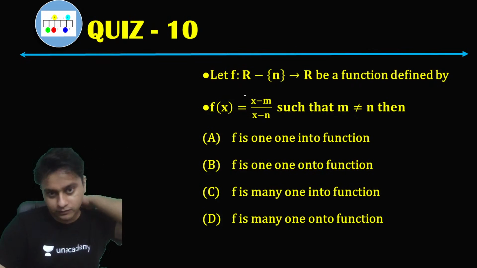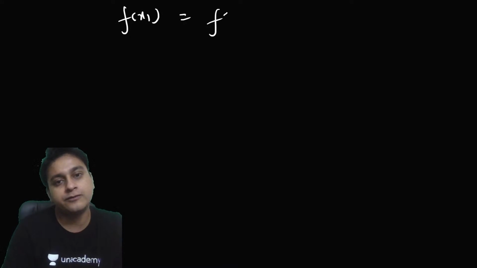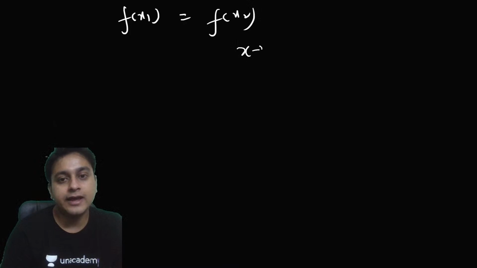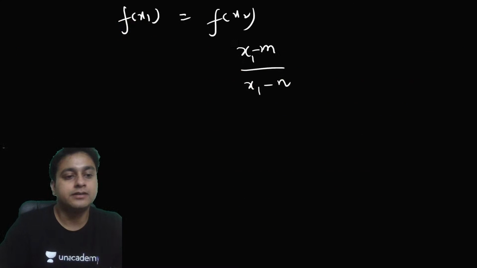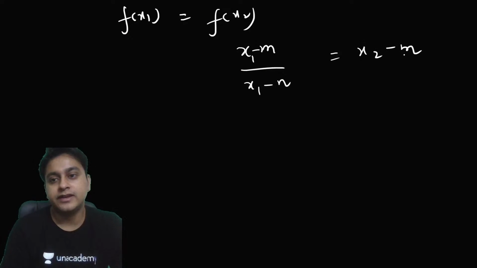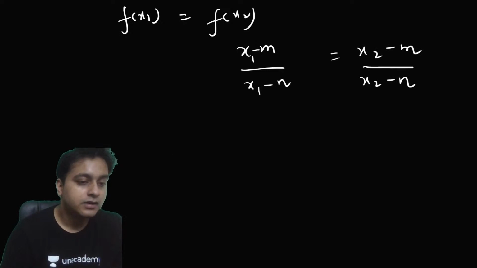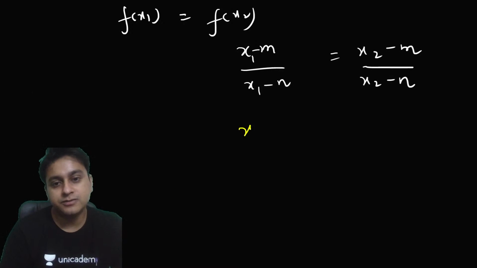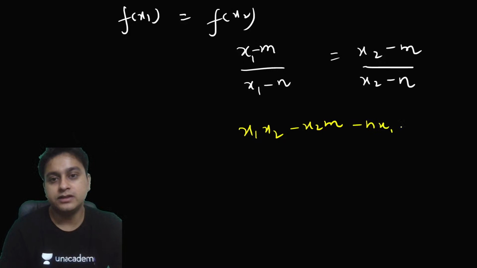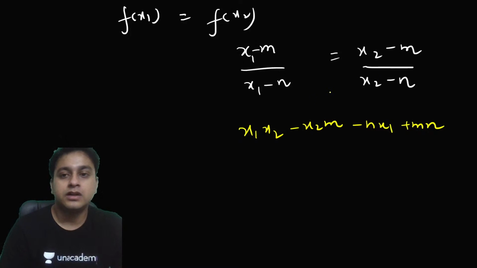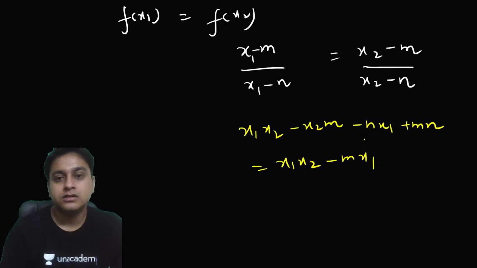See, one easy method to check is that first method, right? That will work. f of x1, let's equate it to f of x2. Let's check it. We'll get x1 minus m upon x1 minus n, right? Equals x2 minus m divided by x2 minus n. Now let's cross multiply. As soon as I cross multiply, I'll get x1 x2 minus x2 m minus n x1 plus mn, equals x1 x2 minus m x1, and then guys, minus n x2 plus mn.